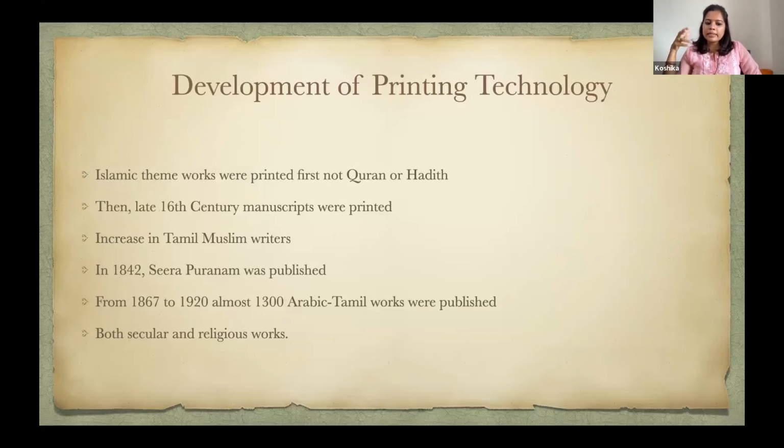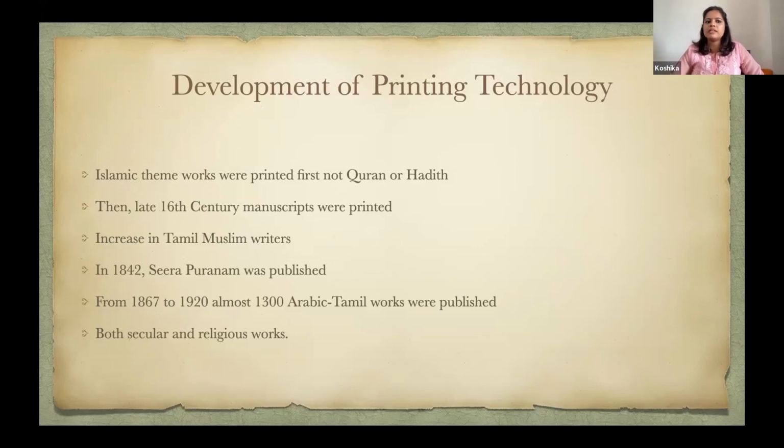And from 1867 to 1920, if you see, almost 1,300 Arabic Tamil books were published. They say there are a lot of other books as well, but scholars have not researched a lot about it. So we have almost 1,300 books in Arabic Tamil script. As I said earlier, it had a lot of books about secular and also religious works.